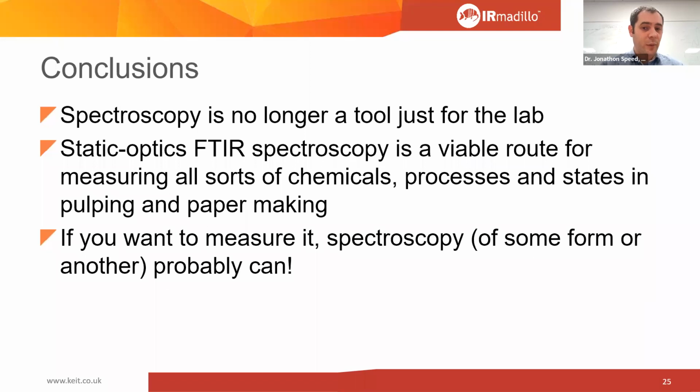And static optic spectroscopy is a viable route for measuring these chemicals, processes, and states in pulping and paper making and beyond, but I'm aware that the interest group here is principally pulp and paper. And I know this is a slightly crass way of saying it, but if you want to measure it, spectroscopy in some form or another probably can. Pretty much anything can be measured by spectroscopy nowadays. So if there is something that you wish you could measure, if you're sat there thinking, my life would be so much easier if I just knew this, there is probably a form of spectroscopy that can do that. And I'd be more than happy to try and answer that if there are any questions on that.